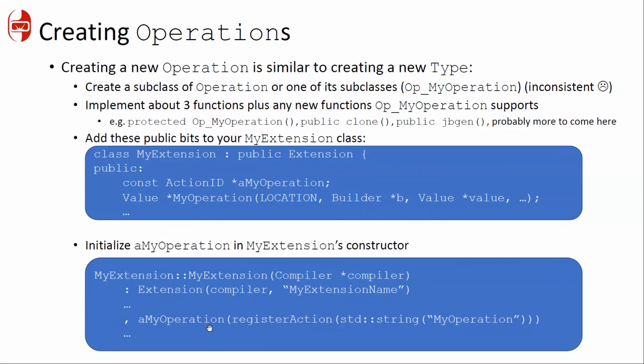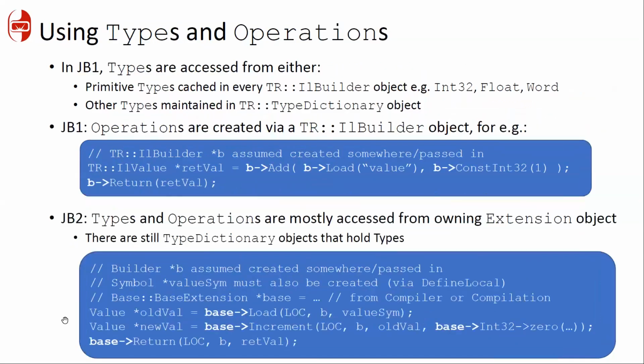And this little bit at the bottom here shows again how that action ID gets assigned. Register action is something that's defined again in the extension base class, and you give it a name, and it just hands back a number. The compiler is tracking how many actions have been created before, and it just gives you the next ID. It keeps giving you the next ID, and then it gets assigned to be used as part of this particular operation that you've defined.